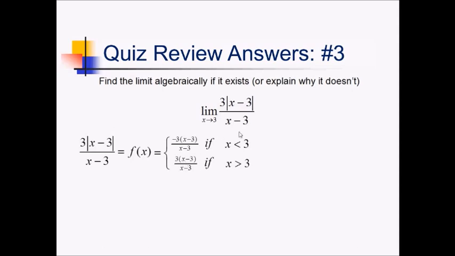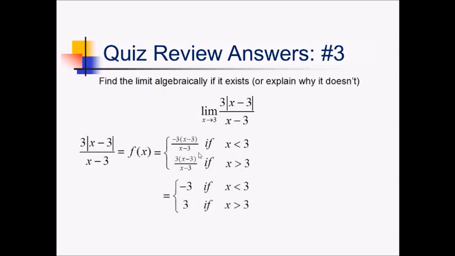Now, if you were to plug in 3 right away here to try to find some limits, you would just get 0 over 0 for both of these. So that means we have to take one more step here and reduce these fractions. We've got x minus 3s in both of them that can cancel. So I can rewrite my top rule here as -3 and the bottom rule as just +3.